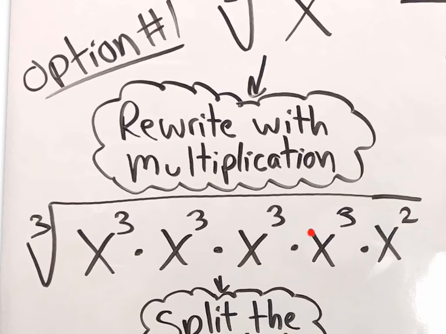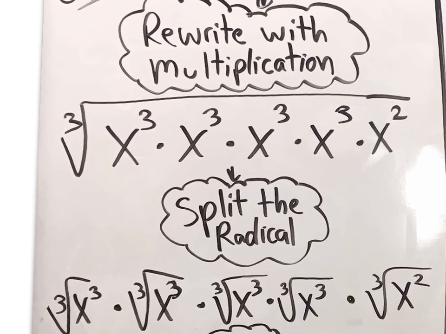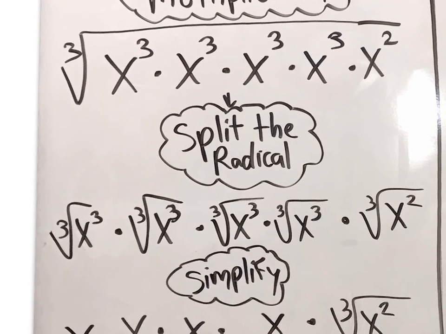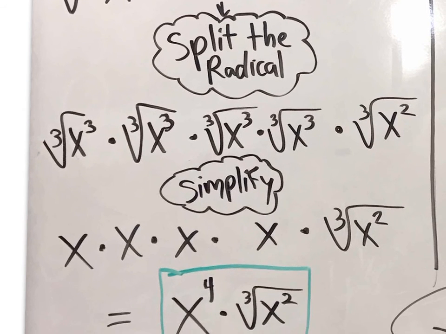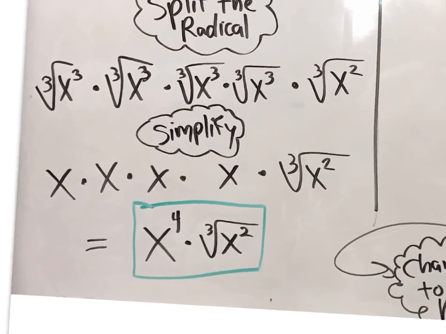Now, why would I split it all up like that to the powers of 3? Because now I'm going to split up that third root, split the radical. And you're going to end up with the third root of x to the 3rd, the third root of x to the 3rd, the third root of x to the 3rd, so on and so on. And over here, third root of x squared. And then simplify each one of those. The third root of x to the 3rd is x, and so on and so on. And this guy, you can't do anything with it, so you leave it. And you really end up with x times x times x times x, which is x to the 4th times the third root of x squared.